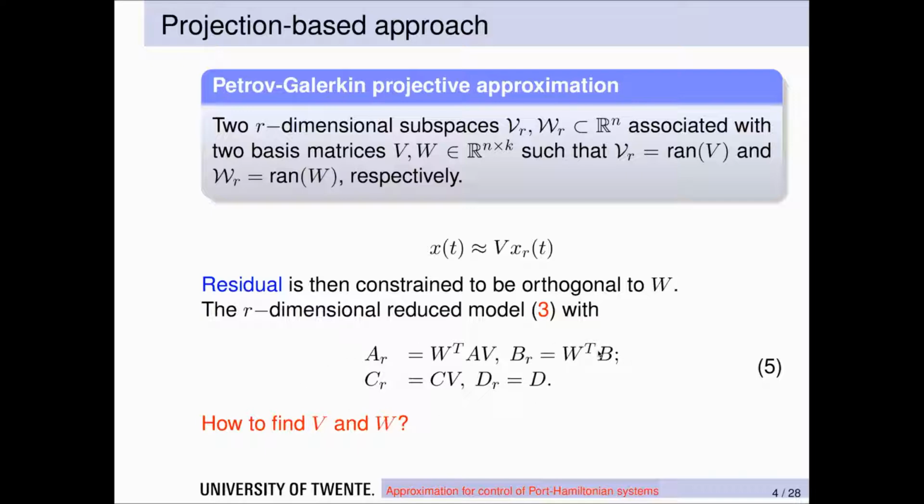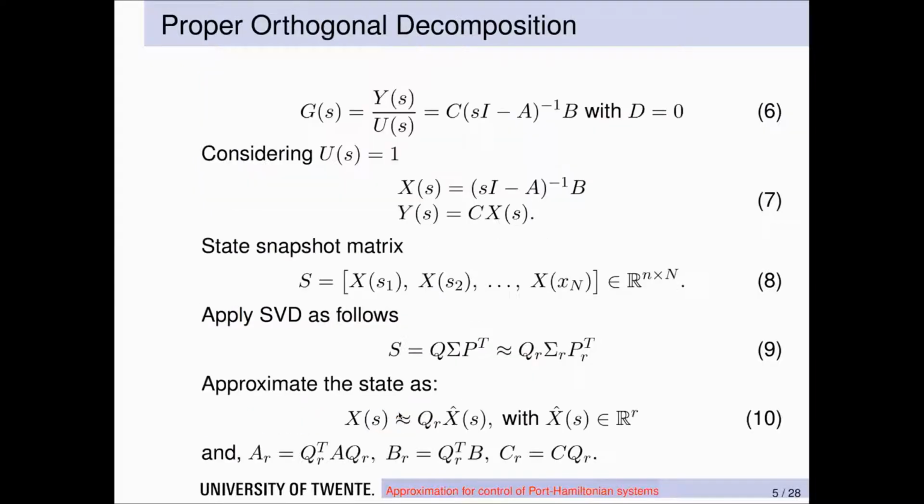So now the question is how to find this matrix for the basis of the subspace. One familiar way to get this basis is proper orthogonal decomposition. As I am doing with frequency domain, I present this technique in frequency domain. So for the transfer function, if I consider D equal to 0, then I can express it with the input and output, considering the input to be 1. So I have the state space formulation and the transfer function with this state space.